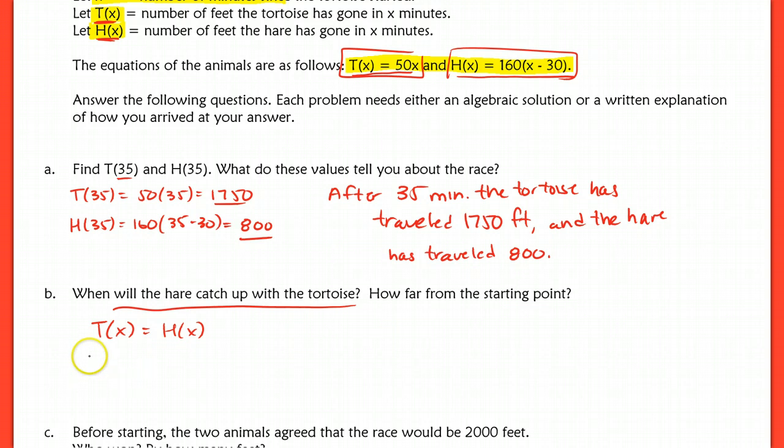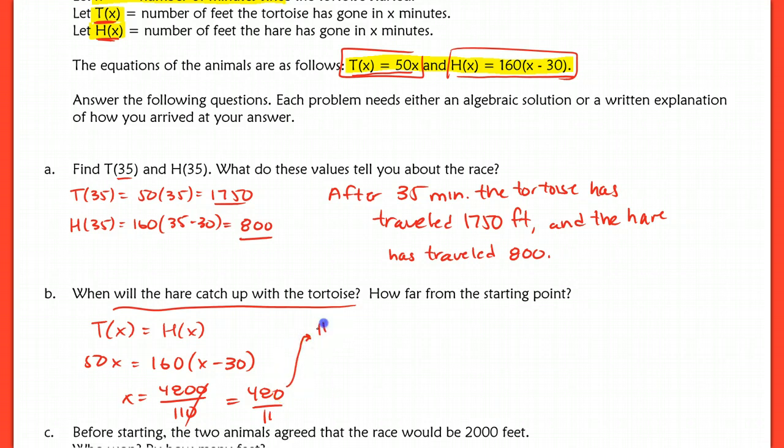So if we solve 50x equal to 160 times x minus 30, we end up with x equaling 4,800 divided by 110, but I just canceled the zeros to get 480 over 11. So this is the number of minutes, okay? This is the number of minutes, and this does not actually answer the second question, which says how far from the starting point. So first I want to work on the number of minutes here.